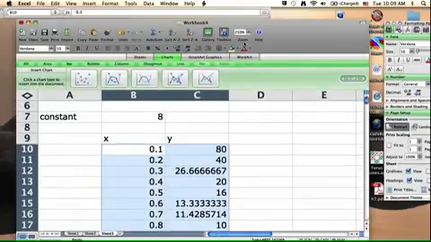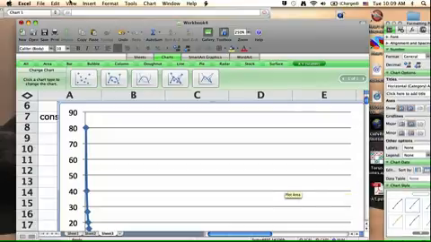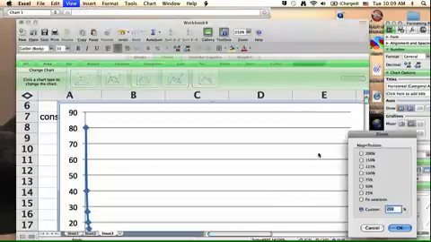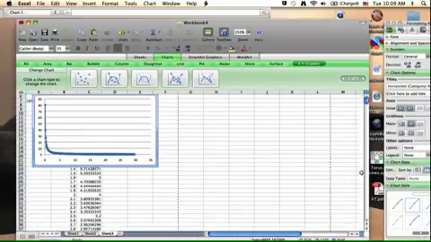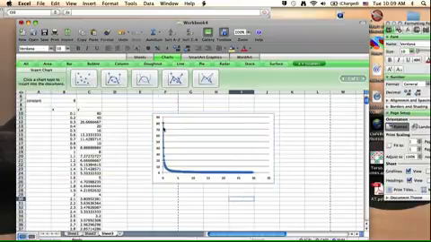Charts. Scatter. Here we go. Kind of big. Let's zoom out. There's the graph. It's not a straight line. That is what happens with inverse proportionality: you don't get a graph that's a straight line. It's a curve.